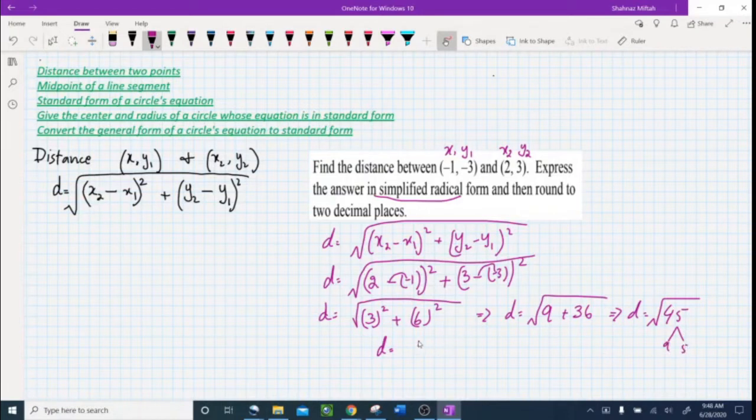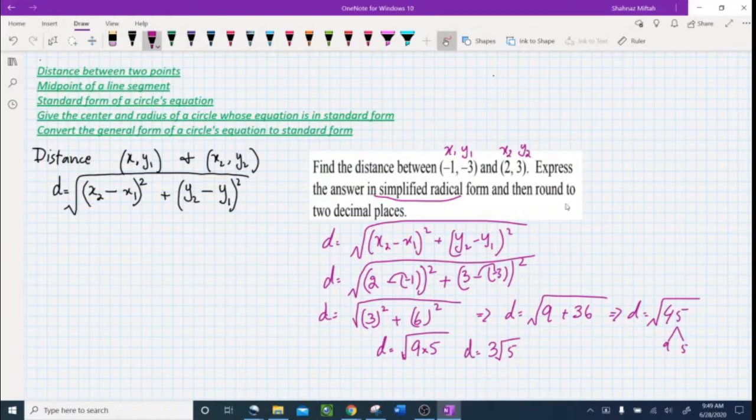So I'm going to write that 9 times 5, and that's how we find the radical, simplified radical answer. So you know 9 is a perfect square. So d equals, 9 is a perfect square, it goes outside, 5 stays inside. 5 is not a perfect square. So this is actually my simplified form of the radical.